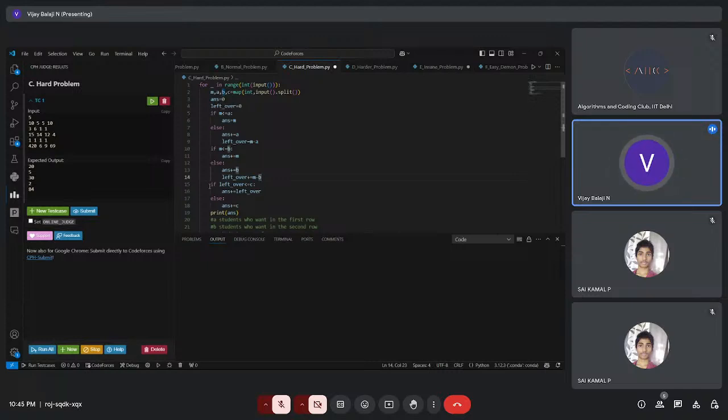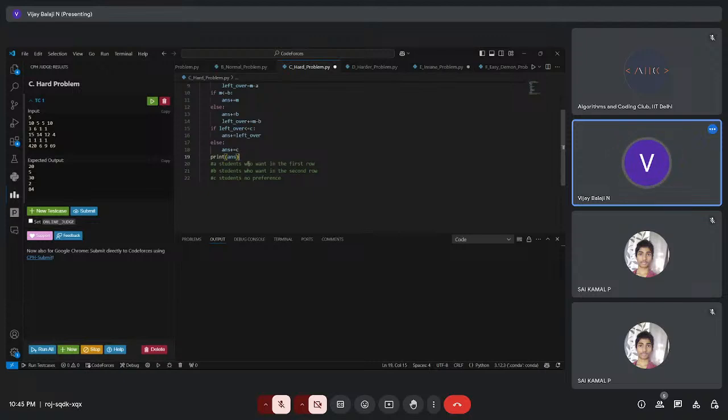I can only make the leftover number of students sit, and I'm therefore increasing my answer by leftover. If leftover is greater than C, then I can make everybody sit. So answer plus equals C, and in the end, I'm printing the answer.